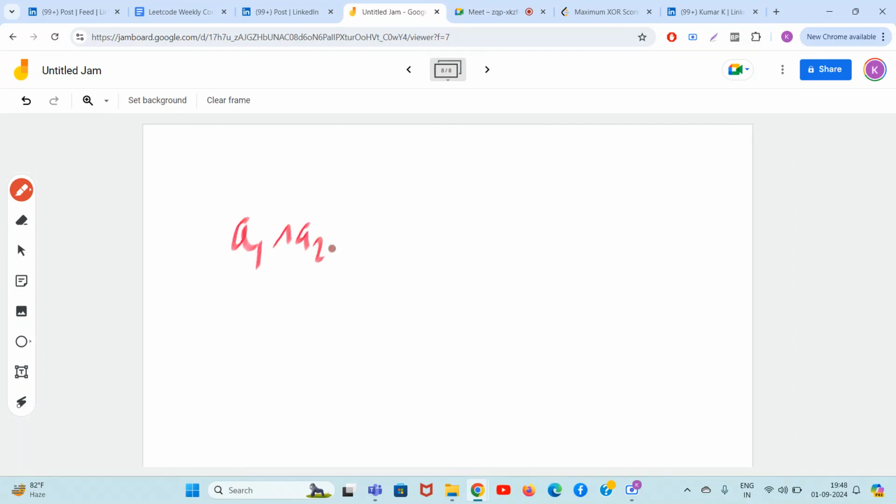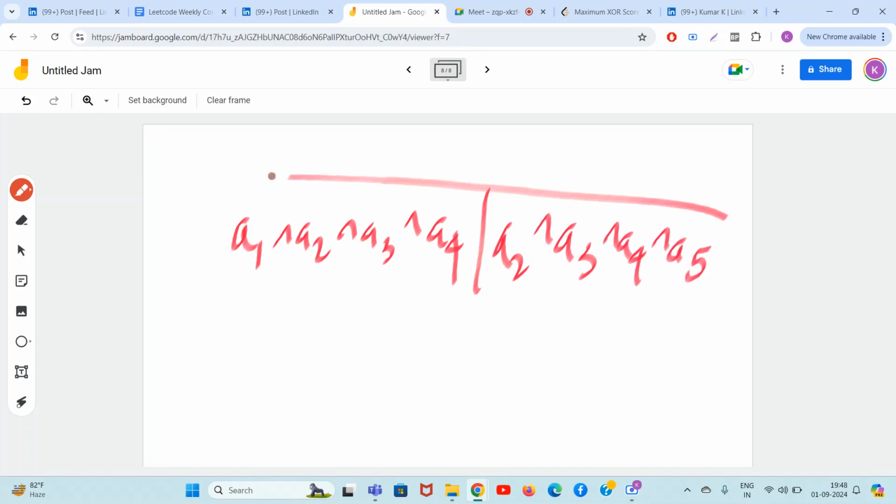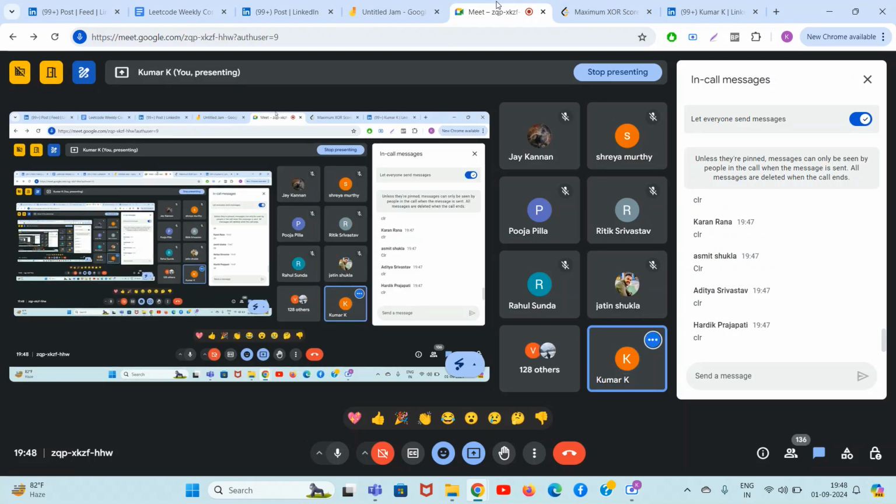A1 XOR A2 XOR A3 XOR A4. और यहाँ पर क्या दिख रहा है? A2 XOR A3 XOR A4 XOR A5. You have to do this operation again and again. Guys, write ready in the Google chat if you are ready for my last question which I am going to ask you. Are you ready for it?